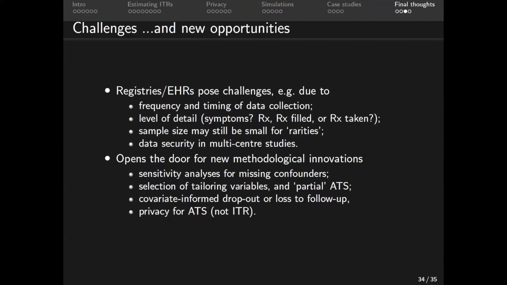As I mentioned, there are a lot of challenges that come from these sorts of data. I think that's not all bad, right? Challenges mean we still have work to do, so it gives us more methodological innovations to work on.